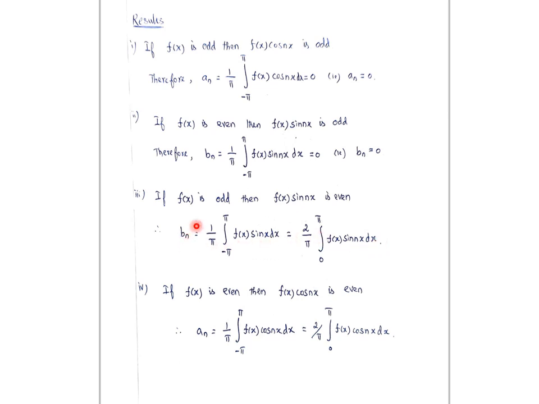Therefore, the formula Bn is reduced to 2 divided by pi integral 0 to pi f of x sin nx dx. Similarly, if f of x is an even function, already cos nx is an even function, therefore f of x cos nx is an even function. Now, in this case, in the Fourier coefficient an, the integrand will become an even function.